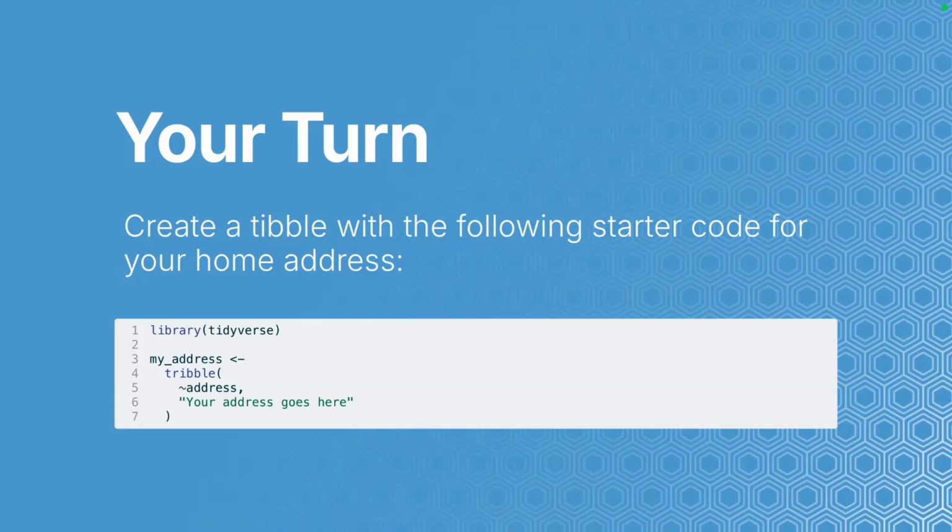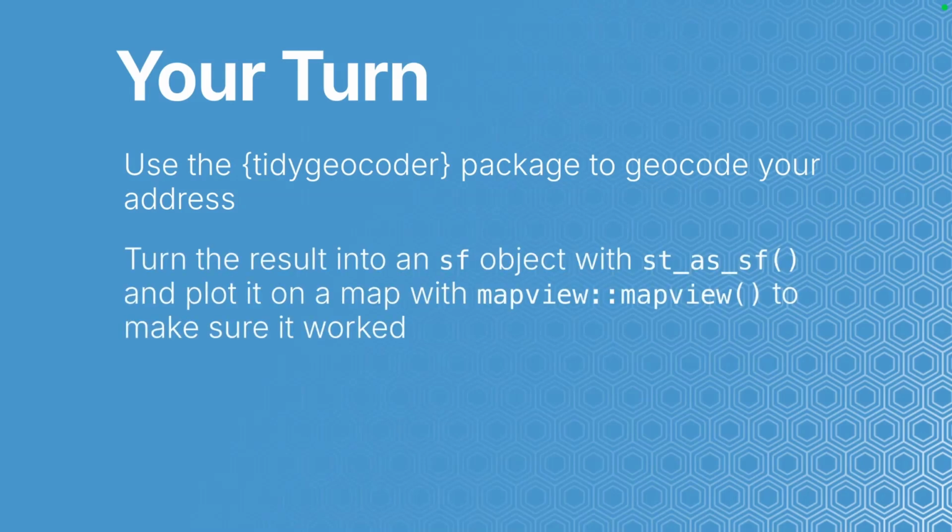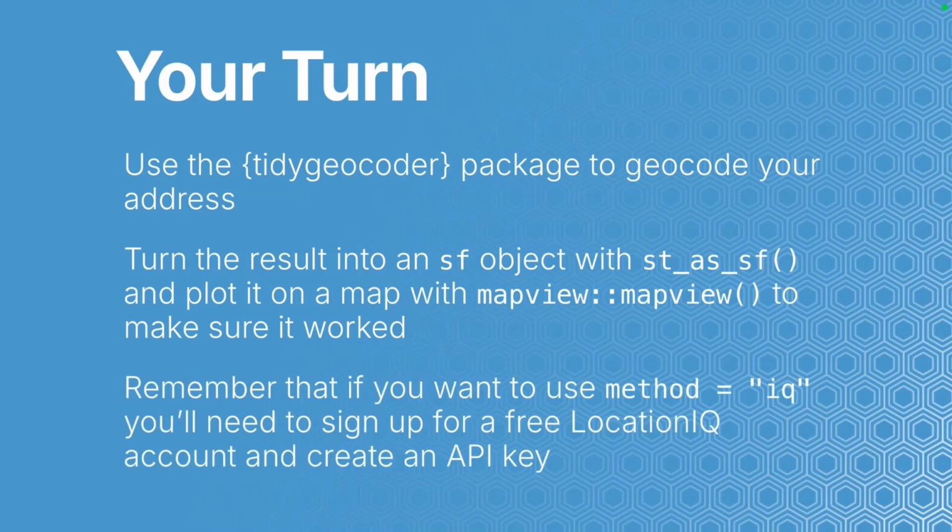Okay, for your turn, I want you to go ahead and create a tibble with the starter code that I've given you, and then enter your home address. From there, I want you to use the tidygeocoder package to geocode your address, turn the result into an sf object with st_as_sf, and then plot it on a map with the mapview function from the mapview package to make sure that it worked.